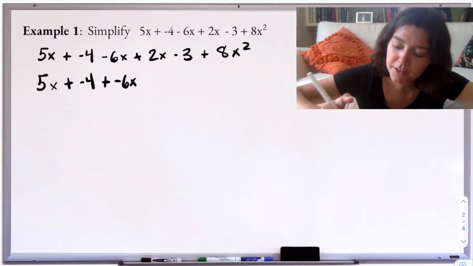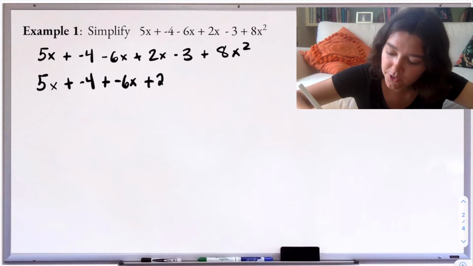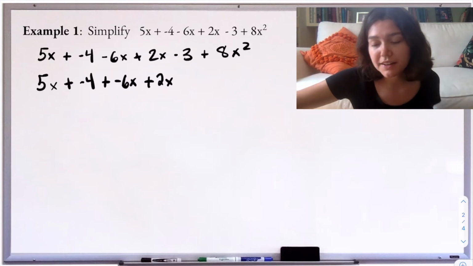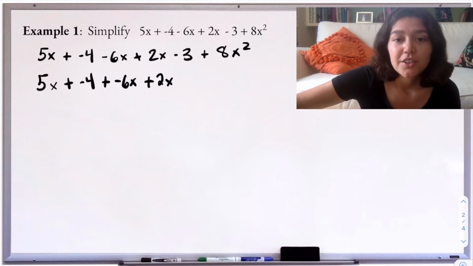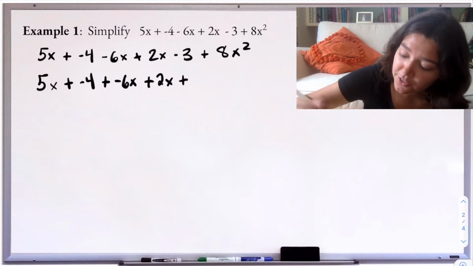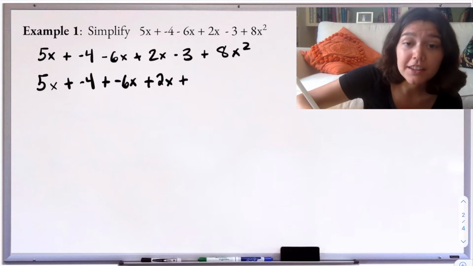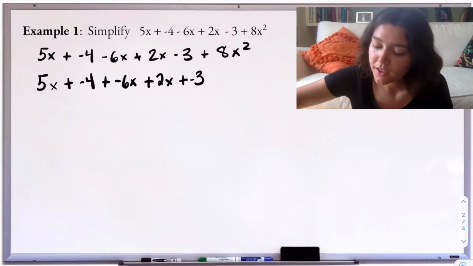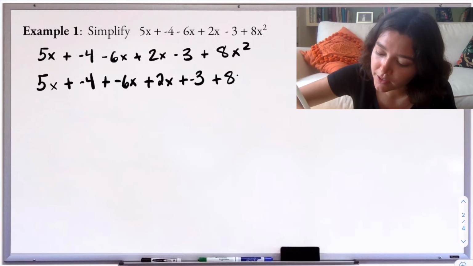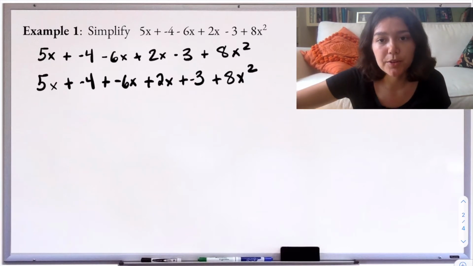Okay, then we have plus 2x. That's already addition, so we're happy. Then we have minus 3. We want to rewrite this as addition. So we can rewrite subtracting 3 as adding the opposite of positive 3, which is negative 3. And then finally we have plus 8x squared, or to the power of 2.